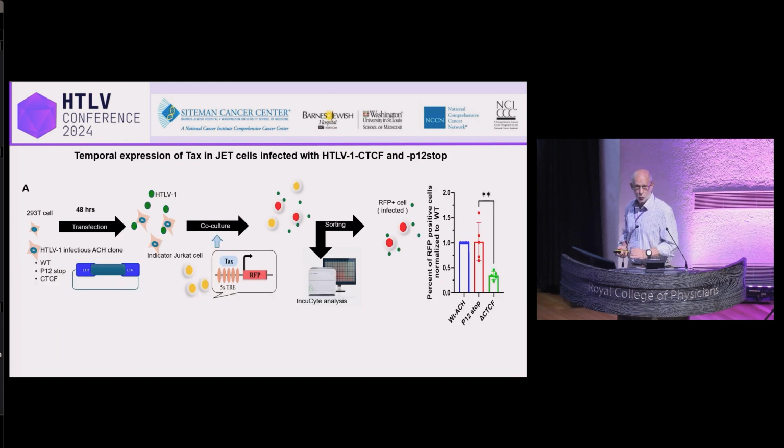To try to understand what's going on, we also looked in vitro at early steps of infection. Here, infecting Jurkat cells, as you heard, carrying RFP, and then sorting those cells. At 72 hours, you can see lower numbers of RFP-positive cells compared to the P12 stop or ACH wild-type infected cells.